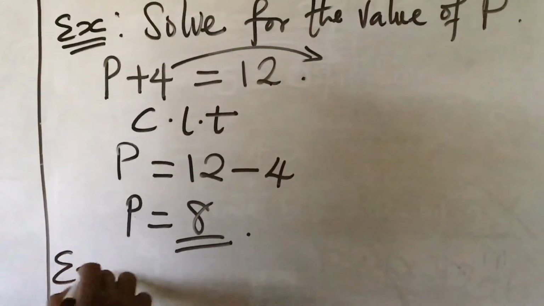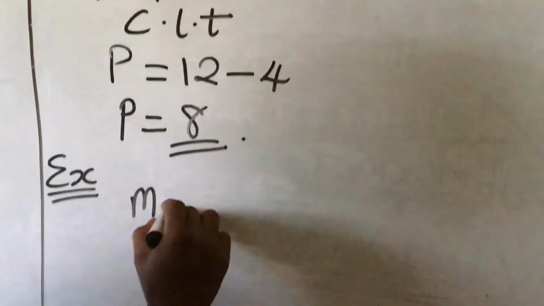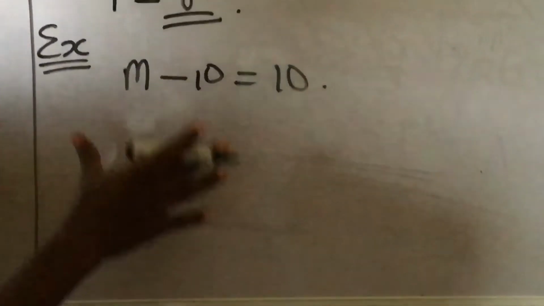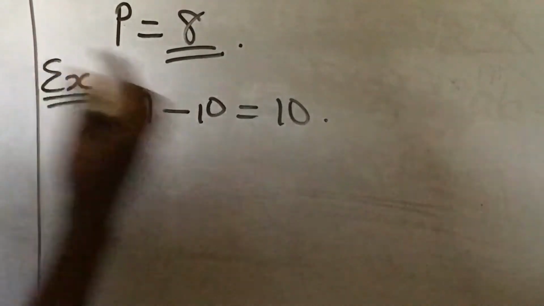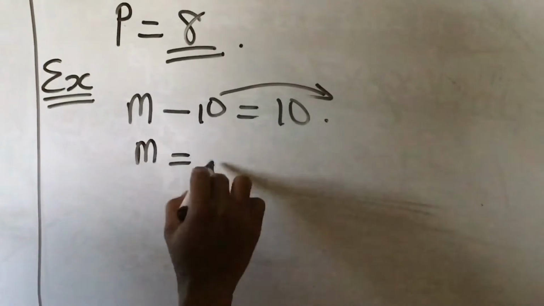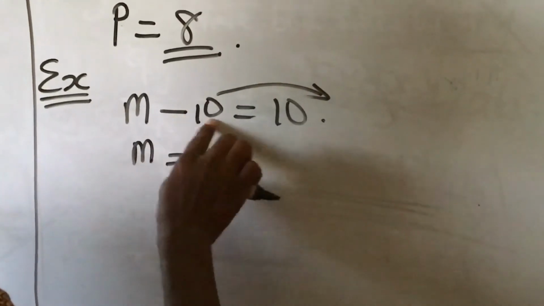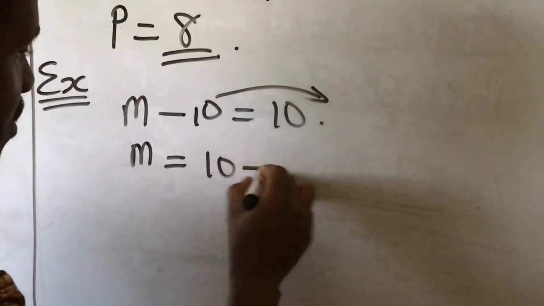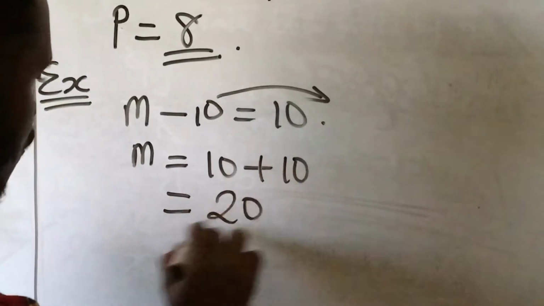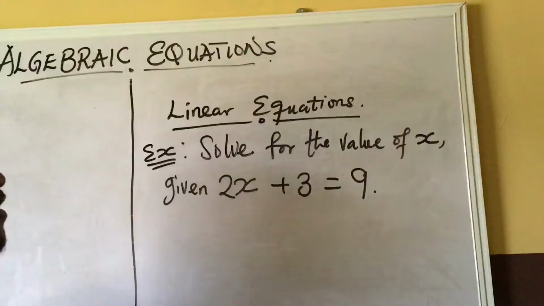The same way, if we are solving for m, so we're asked to solve for m when we have m minus 10 equals to 10. Here, we have minus 10 going over to the other side, and we have m equals to 10, which is this one. Then this minus 10 now, crossing to the other side becomes what? Alright, plus 10. So our m is equals to 20, and that is the final answer.